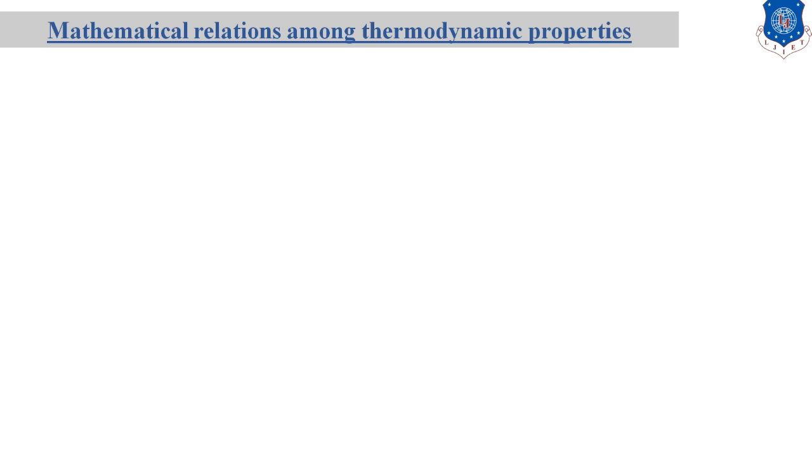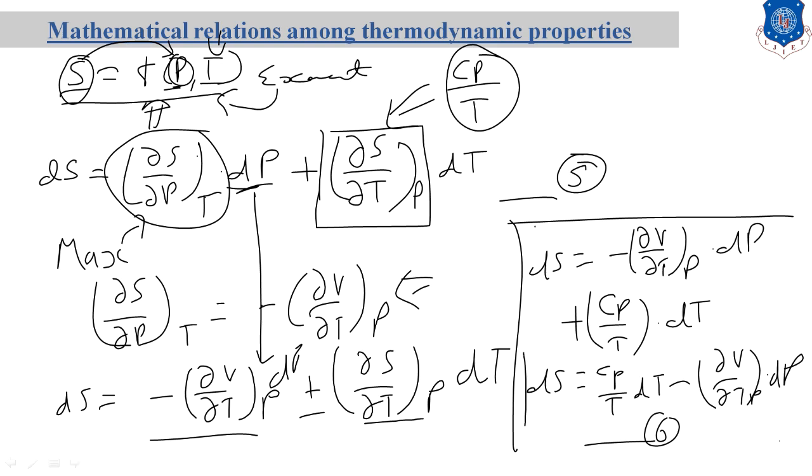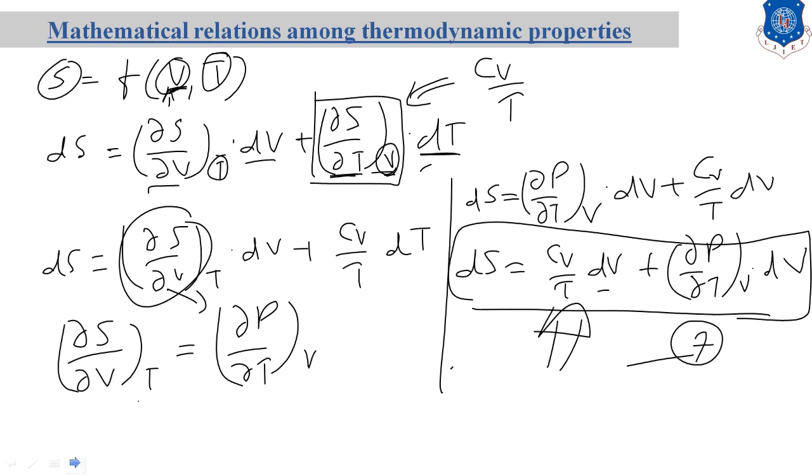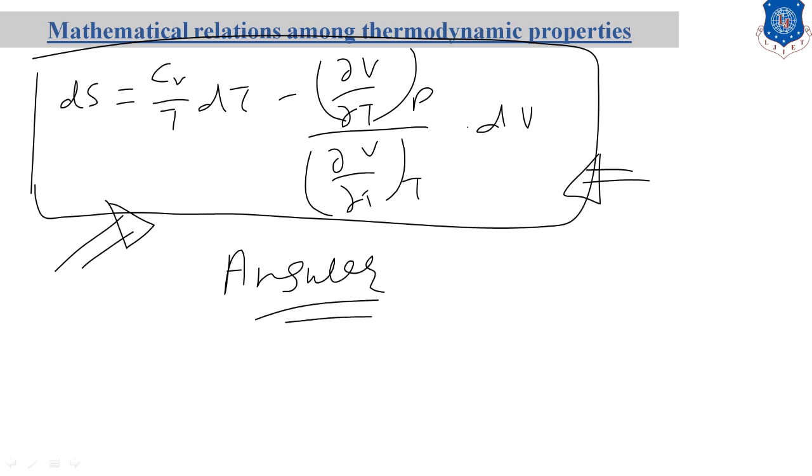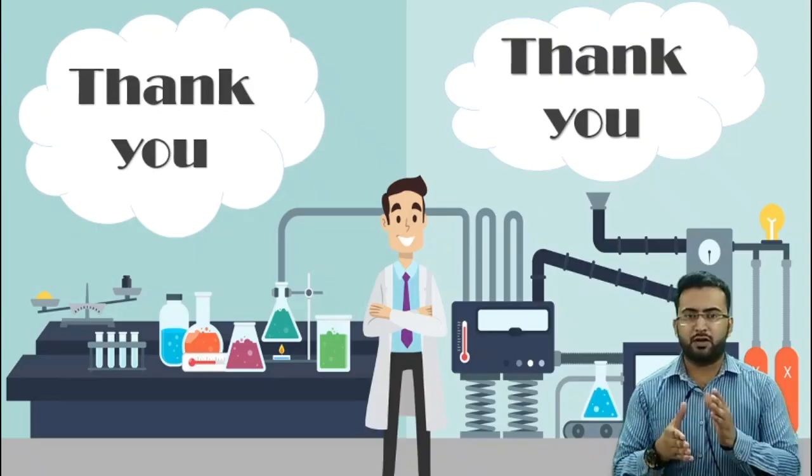The first equation was derived like this, then the second equation which is here, and the third equation that is derived from this. So this becomes our final answer. So these are all various differential forms of entropy calculation. So this is all about today's lecture. I am completing my lecture here.